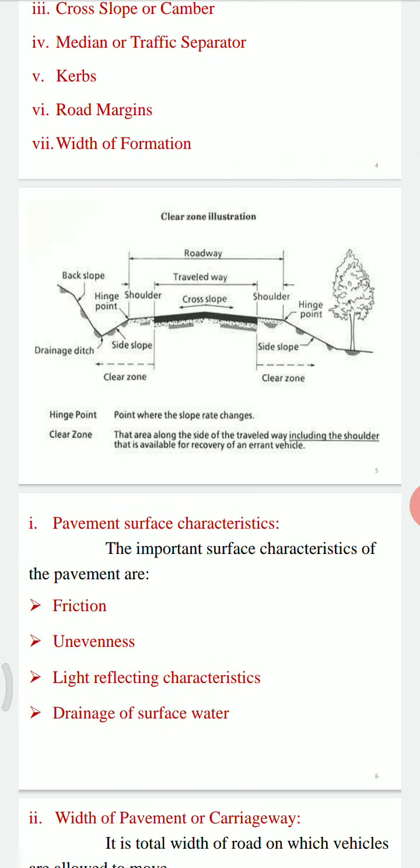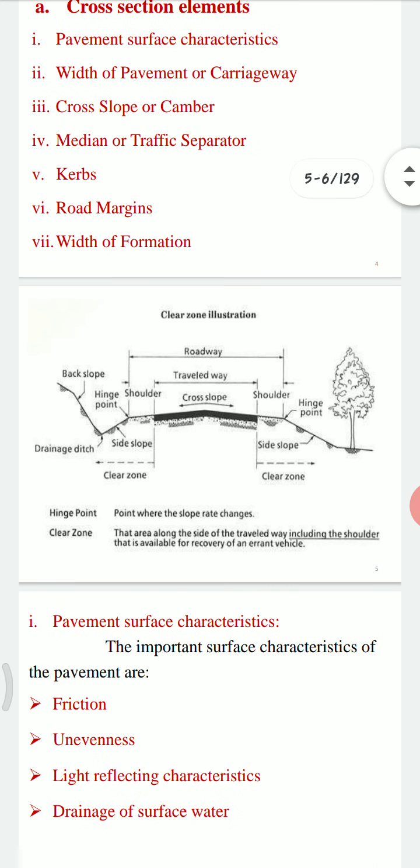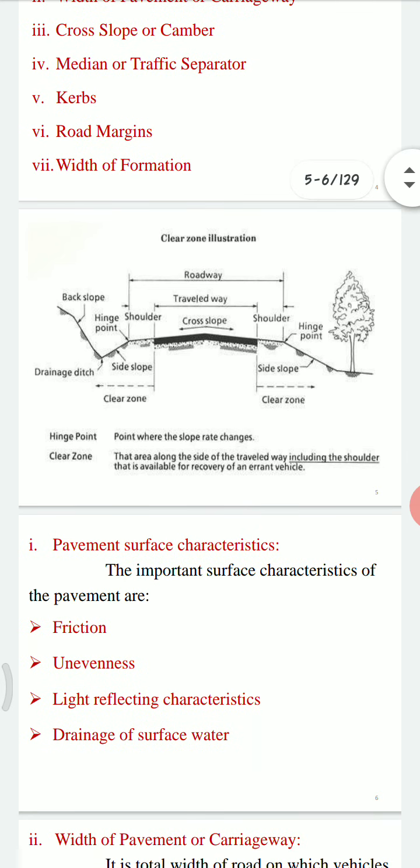Now we see the diagram of the cross section of the road. In that cross section, cross slopes are there, the shoulder is shown, the roadway, the total entire width of the pavement, and drainage, clear zones, drainage ditches, and hinge points are all seen in that image.